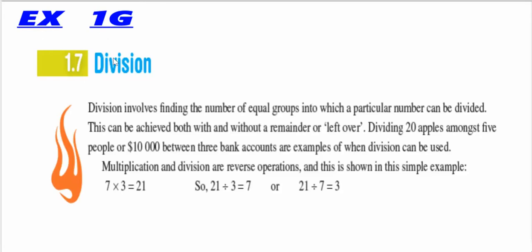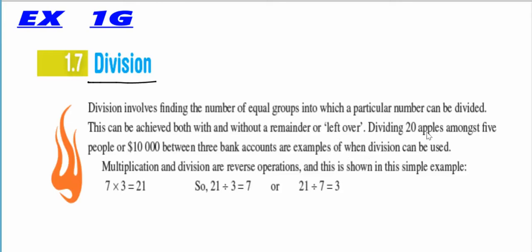Anyway, exercise 1G. We have been looking at multiplication, now we are looking at division. So, a few little notes. Division involves finding the number of equal groups into which a particular number can be divided. This can be achieved both with and without a remainder or a leftover. So you might have a remainder when you do this sometimes. So dividing 20 apples amongst 5 people or $10,000 between 3 bank accounts are examples of when division is used.